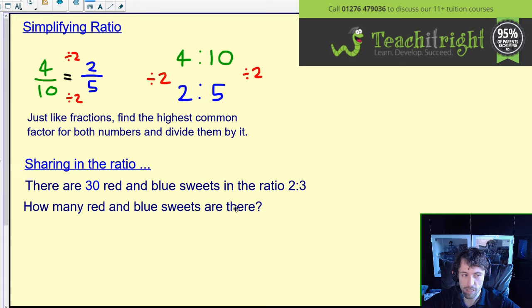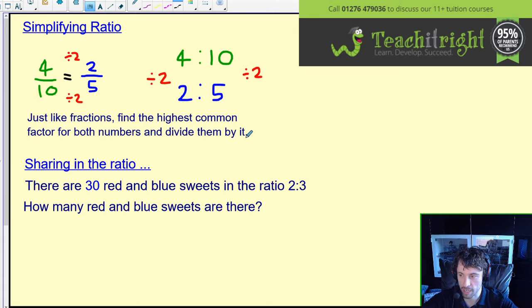The next one is a sharing in the ratio, or ratio of an amount, question. And here's a classic example. There are 30 red and blue sweets in the ratio 2 to 3. How many red and blue sweets are there? And it might just ask how many red, it might just ask how many blue, and there are some even variations where it will give you the red and the blue and ask you to work out the total and things of that nature. But hopefully you'll get a feel for how it works if we go through it together. So the first step is actually to work out what one share is.